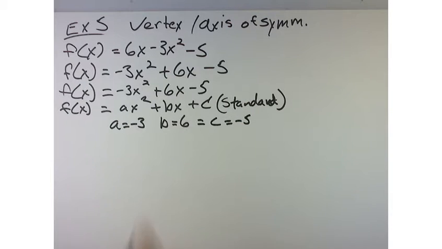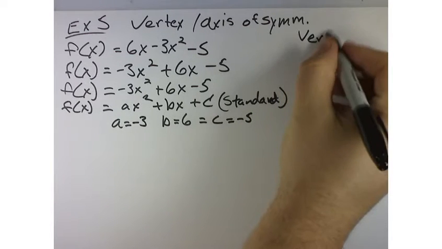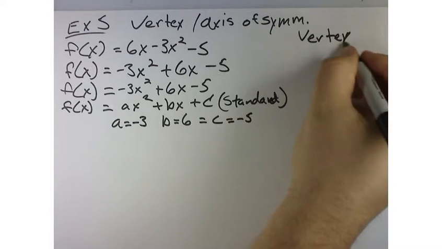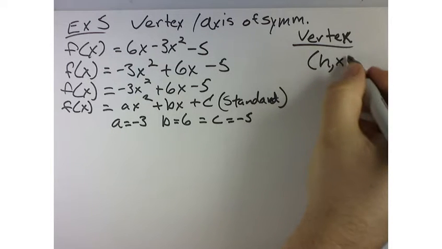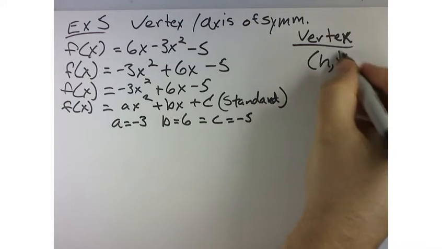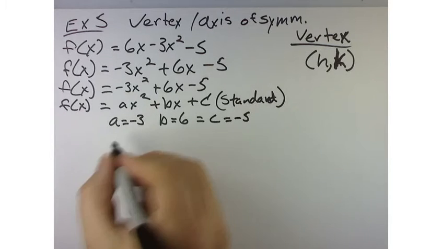Now what that means is that when we think of the vertex, we usually think of the vertex as the minimum or maximum. That's a K. It's a really ugly K, but that's a K. The vertex is where the minimum or maximum occurs on the parabola. And so h is the x value of that vertex.